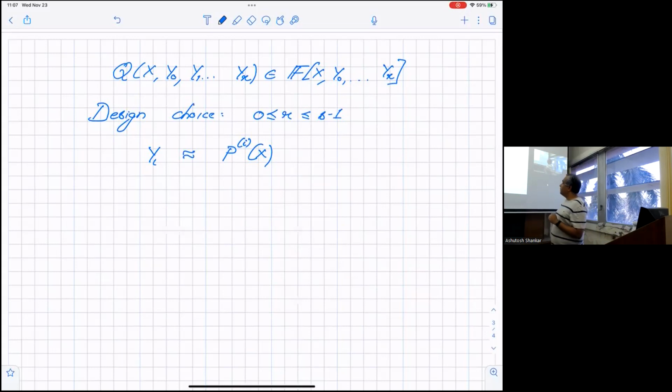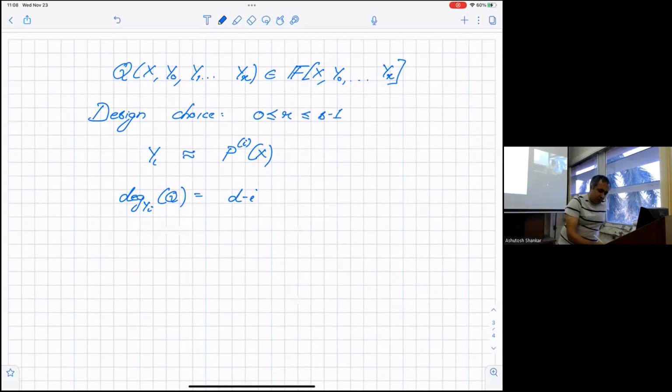Ideally, I want yi to be the ith derivative of p of x. So firstly, we need to count the number of variables. What is the number of variables? Typically I expect the degree in yi of Q to be d minus i, because that's what I'm eventually going to plug in, when I plug in p of x, p1 of x, p2 of x over there.